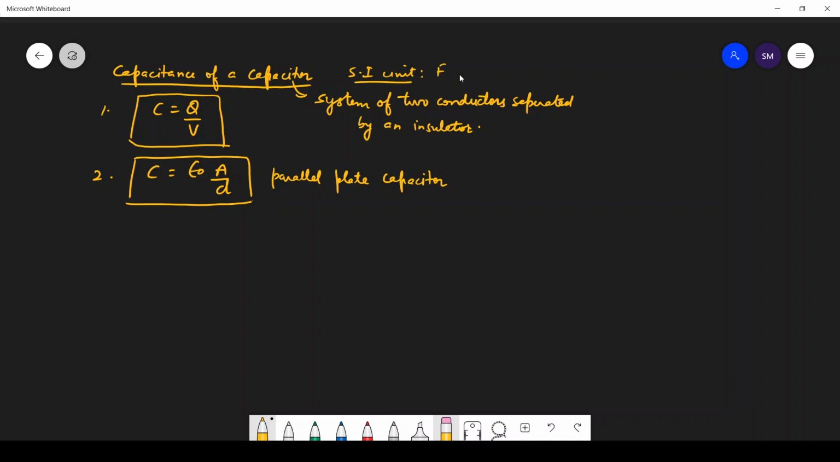Okay, so capital F, and 1 farad is equal to 1 coulomb per volt. So it is coulomb per volt. So 1 coulomb per volt is 1 farad.